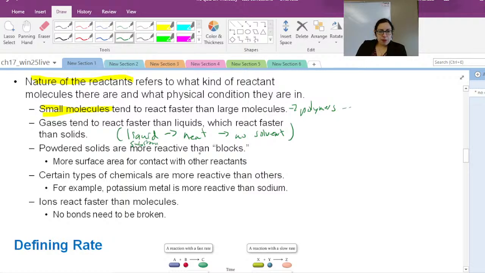Powdered solids are more reactive than blocks. This would be like zinc powder. Zinc powder is technically flammable. I've actually never seen it light up, but versus a big piece of zinc metal, that would never light up. Obviously, that's due to more surface area for contact with the reactants.